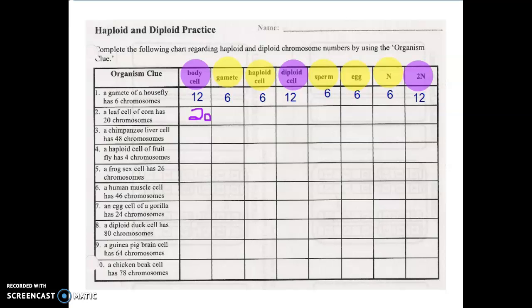If you could give it some practice, and then tomorrow we'll do an activity where you're comparing mitosis and meiosis.